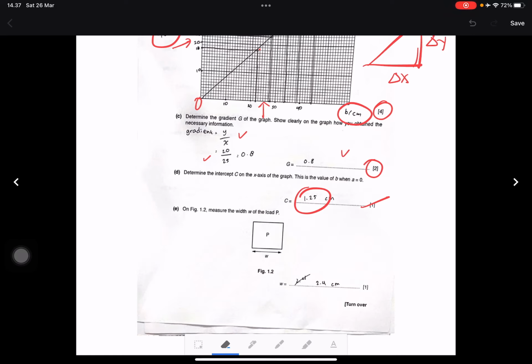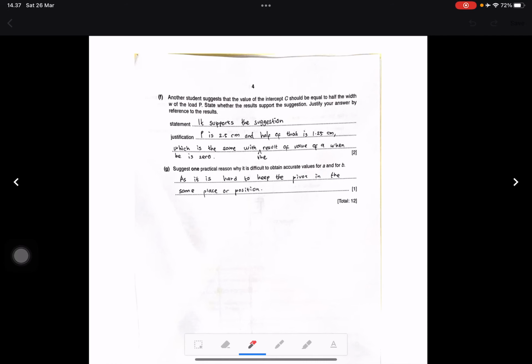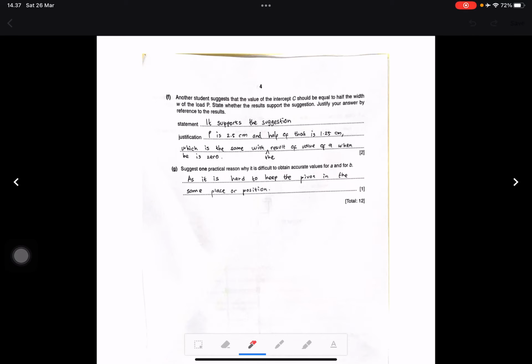Then measure the width W of the load P. It's okay, 2.4, using the ruler. Then another student suggests the value of intercept C should be equal to half the width W of the load P. State whether the result supports the suggestion. Justify your answer by reference to the results. Either support or not support.